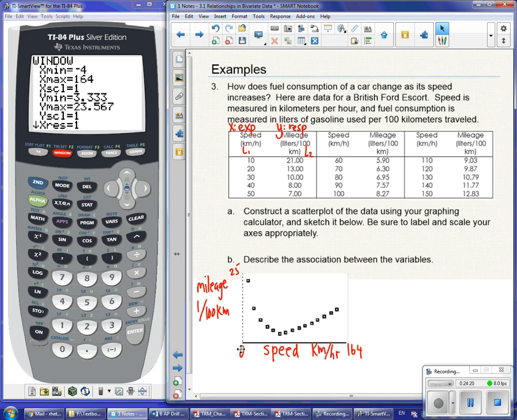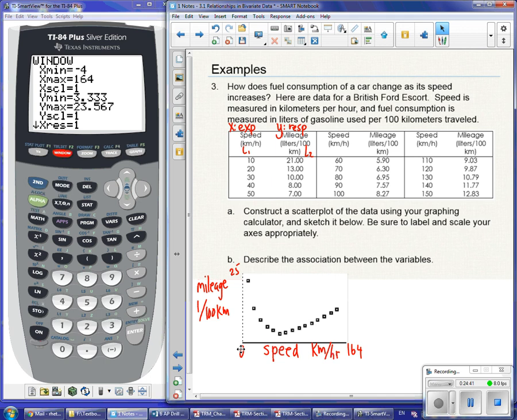So when you're describing the association, in terms of the strength, I think there's a strong association, but it is clearly not linear. When we're talking about the form, you want to make sure that you indicate that it is clearly not linear. When you're talking about the direction, you can see very clearly that the direction changes. Initially, the mileage decreases as the speed increases, but then it begins to increase.